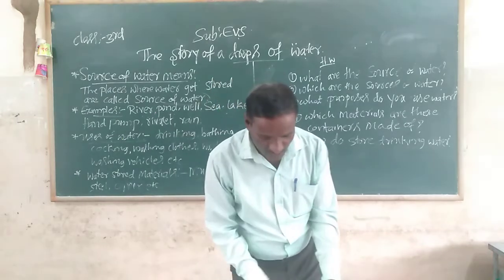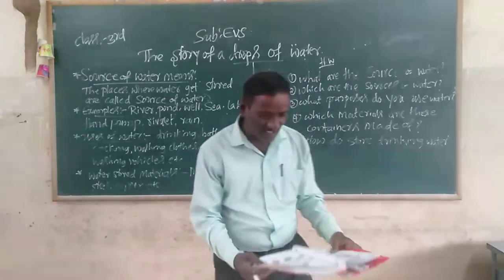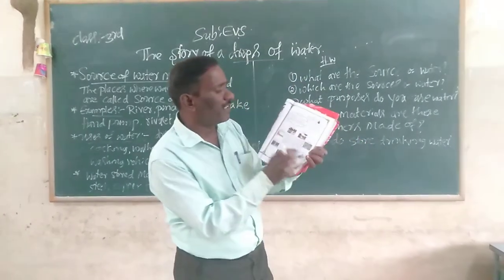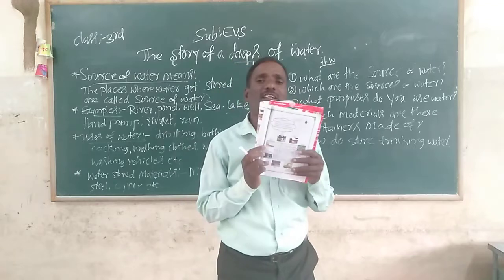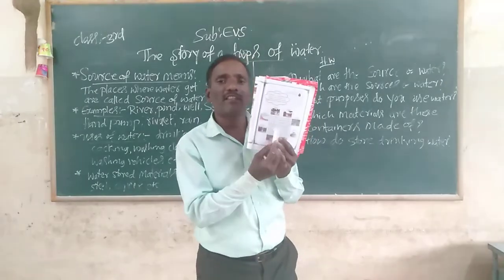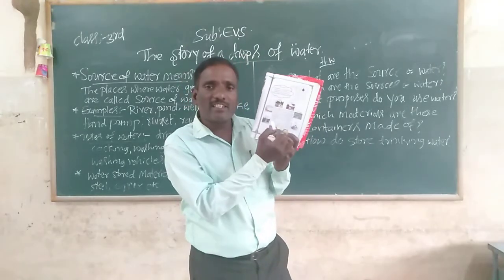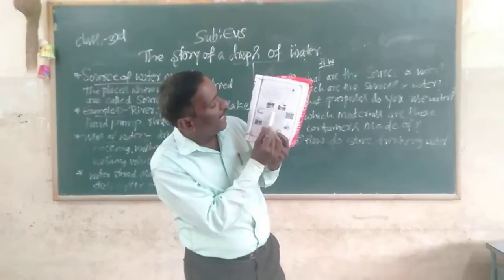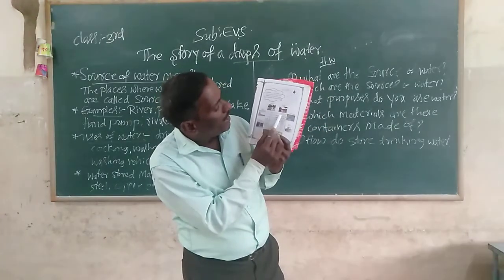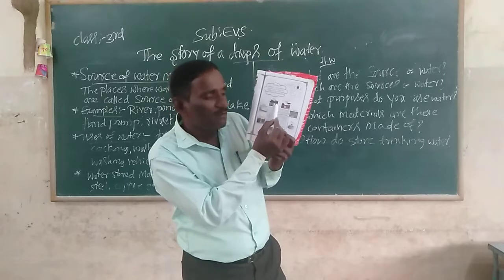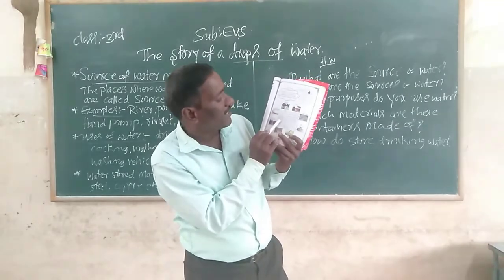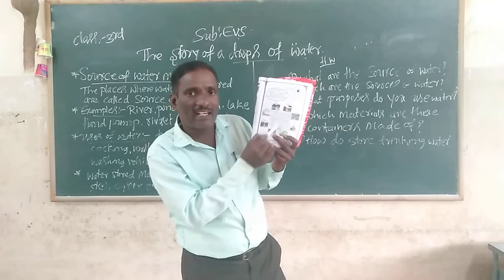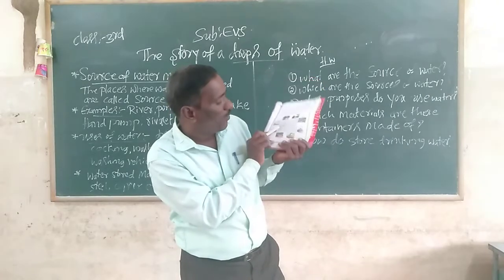Yes, students. In your textbook, page number 13, the hidden words in the word grid given below. You can identify them. They are the sources of water. For example, river: R-I-V-E-R. Next, lake: L-A-K-E. It is a source of water.